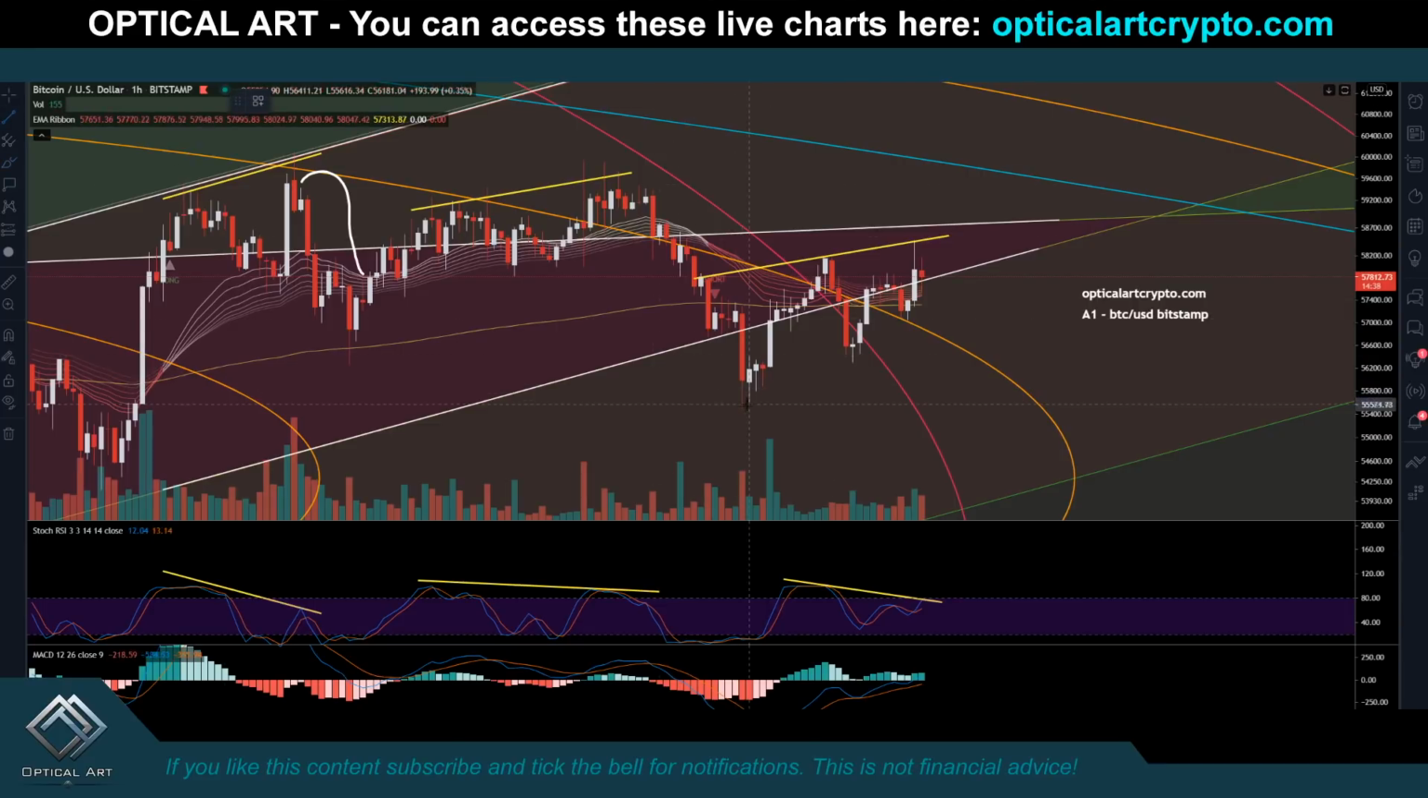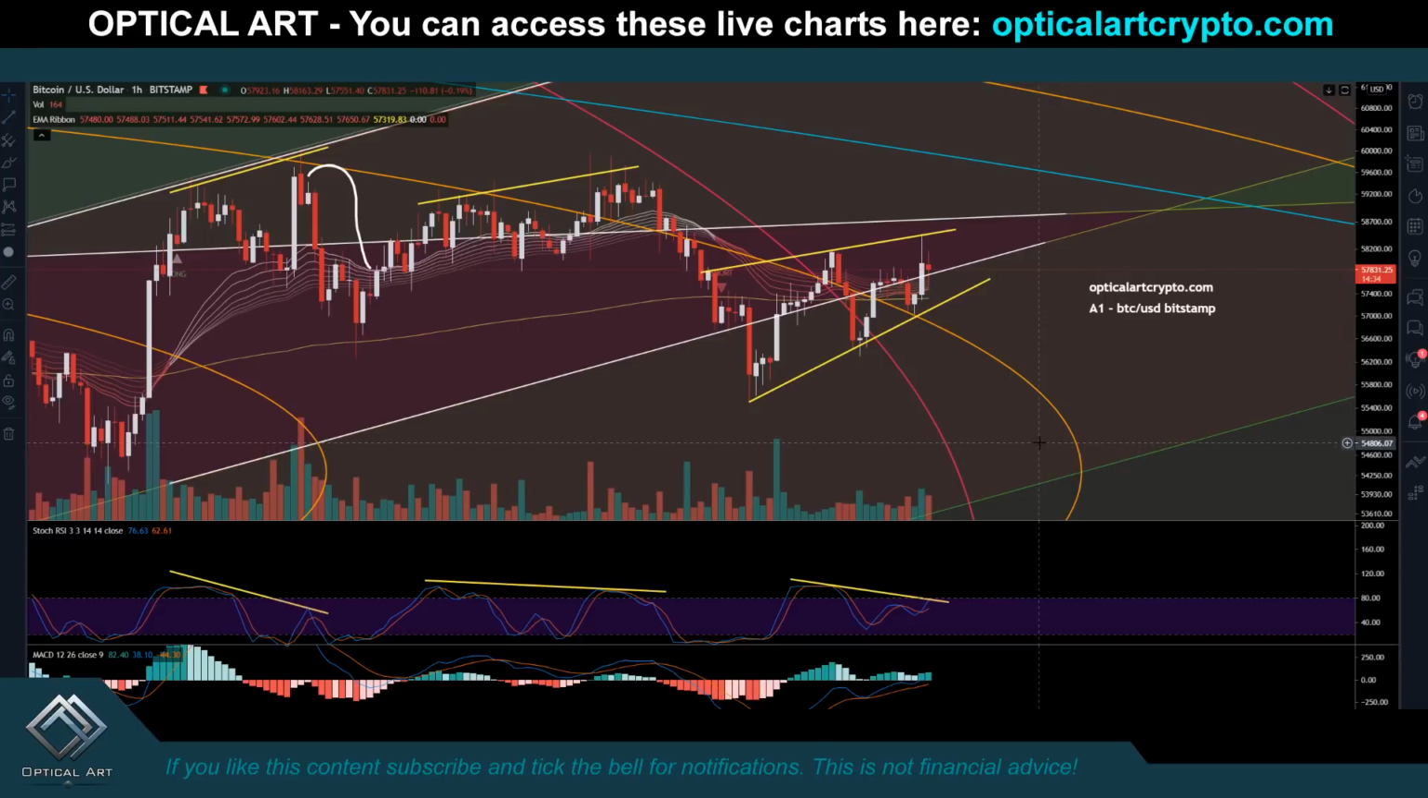And it does look like our support is something like this. And again, this is a rising wedge. Rising wedges are typically bearish. They can break to the upside, though. Remember, this is Bitcoin. Anything can happen. I'm just showing you what's in the charts, guys.